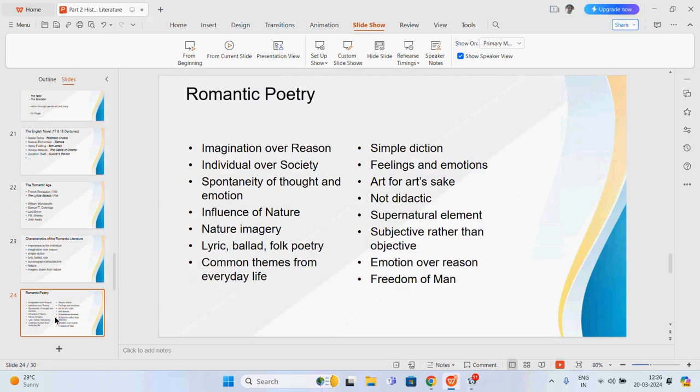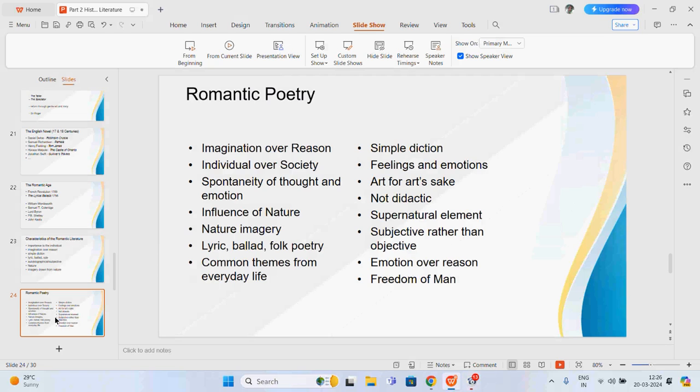Common themes are drawn from everyday life in their poetry. The diction, the choice of words, is very simple, very easy to understand. Some of you might have already read poems by Wordsworth in school. Daffodils, for example, is a poem very commonly prescribed at the school or early college levels. There is a lot of importance given to emotions and feelings.